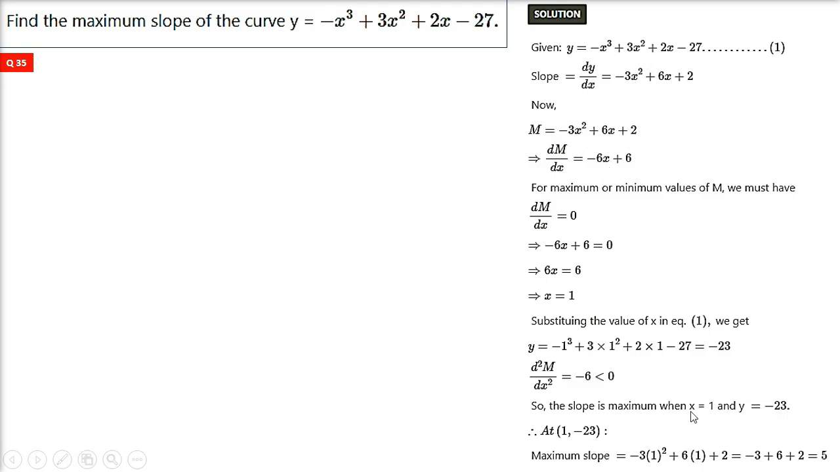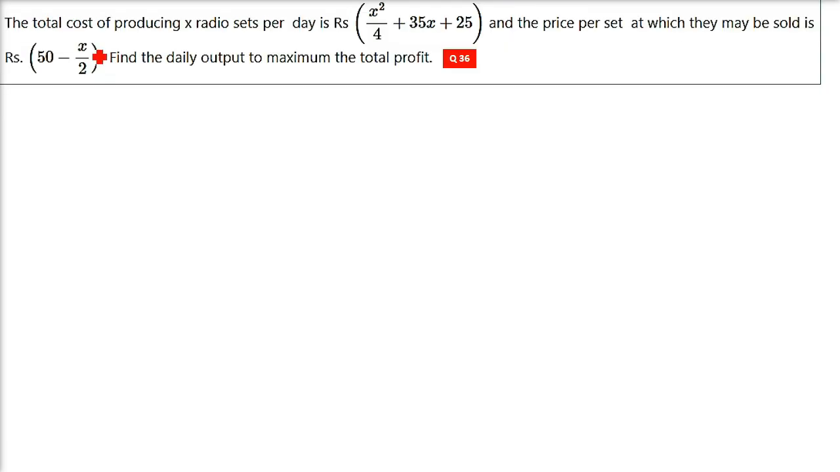Other things like differentiation, going into 0, finding out this double differentiation, all this remains the same. The total cost of producing X radio sets per day is rupees this one. And the price per set at which they may be sold is this one. Find the daily output to maximize the total profit.